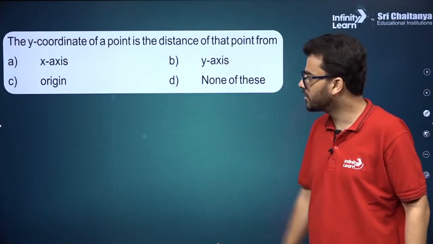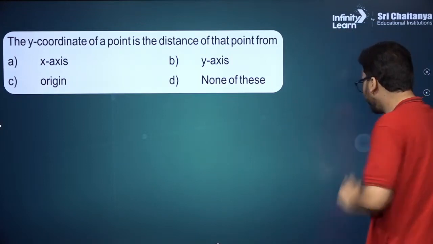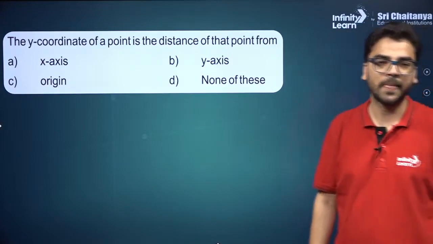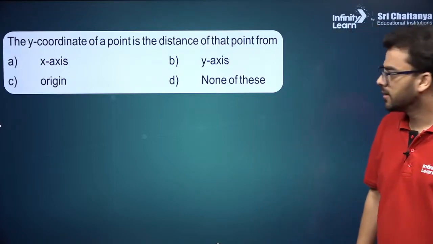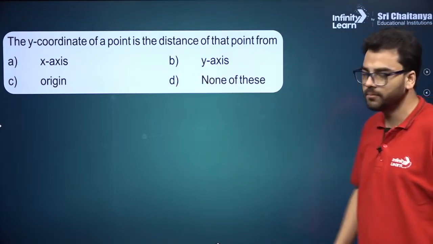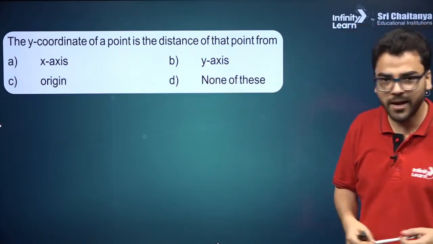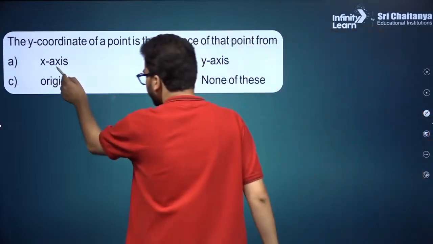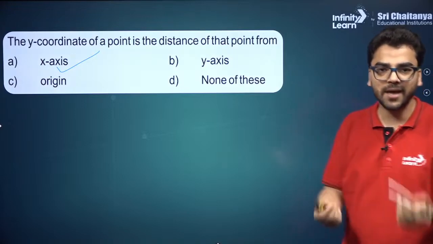Okay, so let's move on to the next thing. Can you tell me what is the answer to this? You would say these are basic definition questions. What is the answer over here? The y coordinate of a point is the distance of that point from, very good, y coordinate is the distance from the x axis. Y coordinate is the perpendicular distance from the x axis.